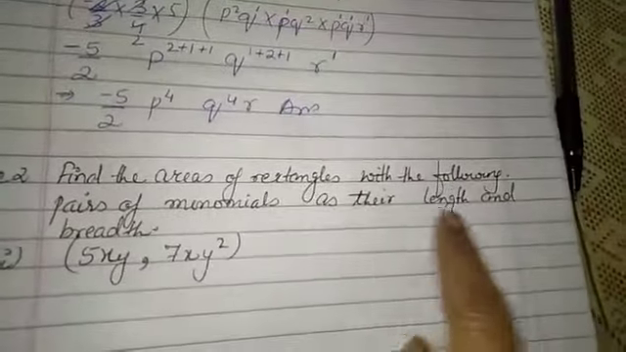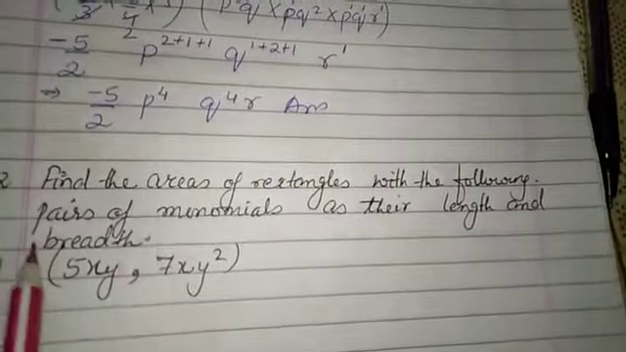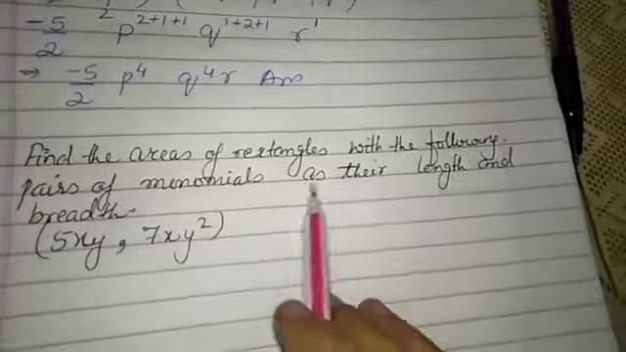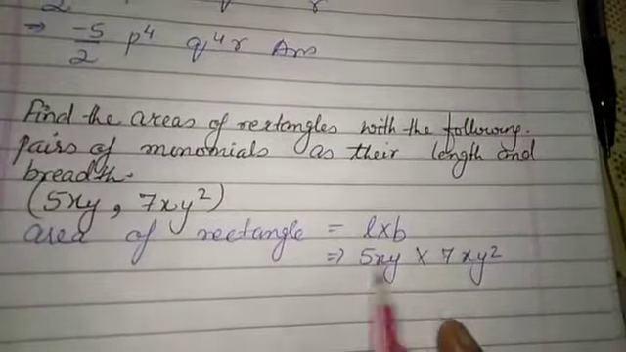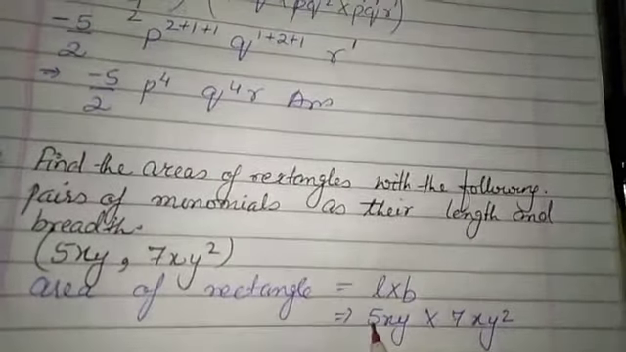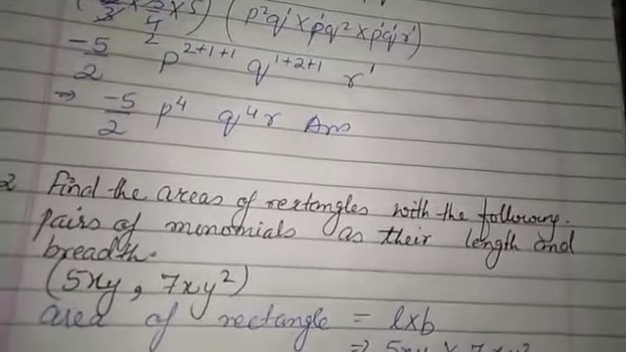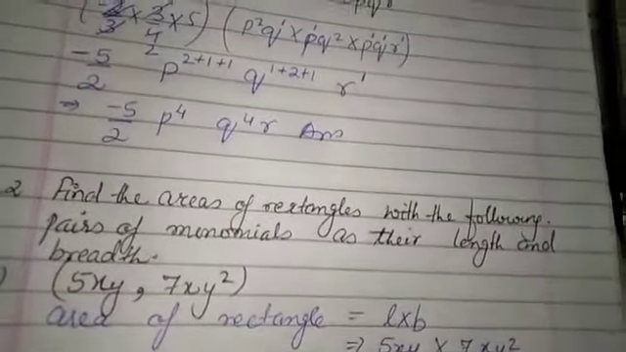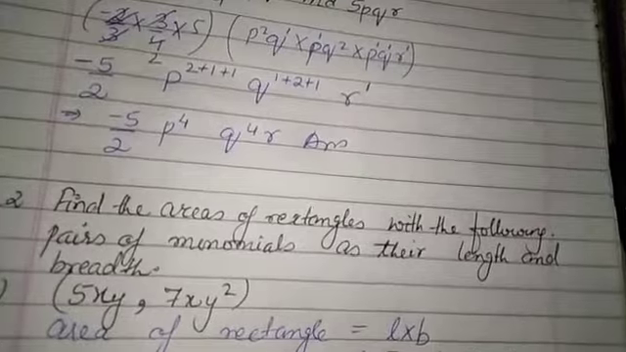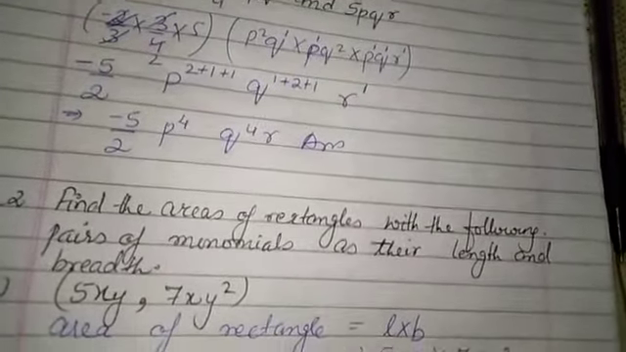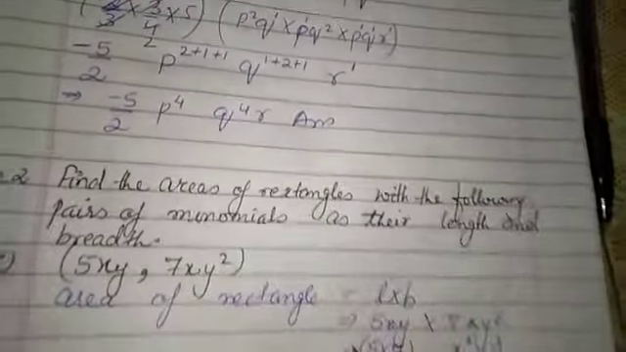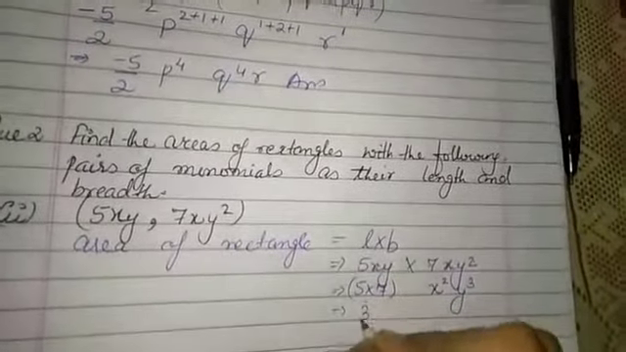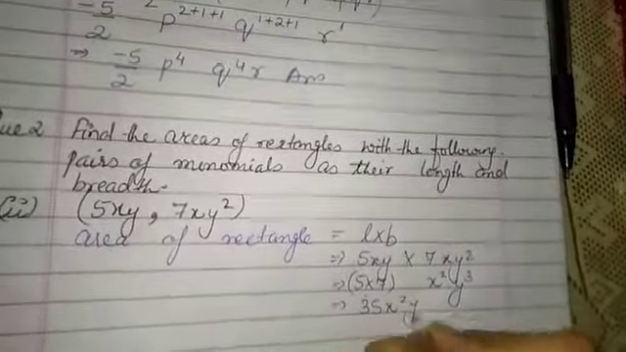Here, find the area of the rectangle with the following pair of monomials as their length and breadth. We simply will multiply length into breadth, 5 into 7. Written in brackets, 5 into 7. x to the power 1 and 2 gives x cube. y, 1 and 2, gives 3. 7 fives are 35. x square y cube.